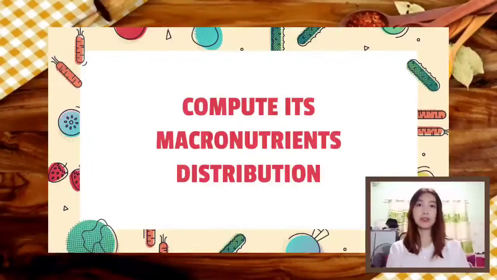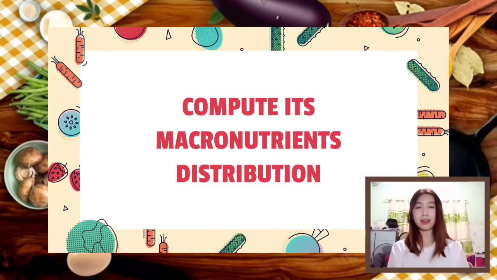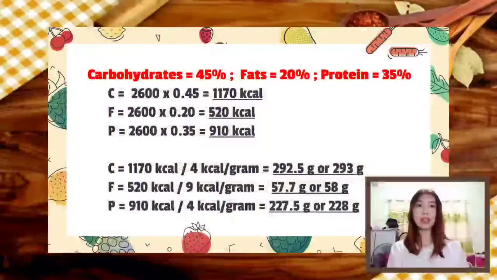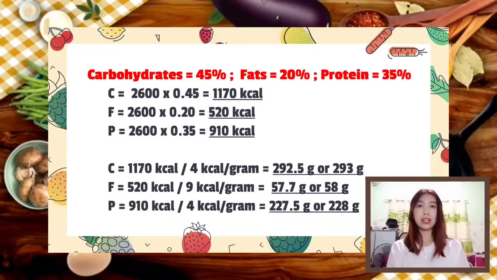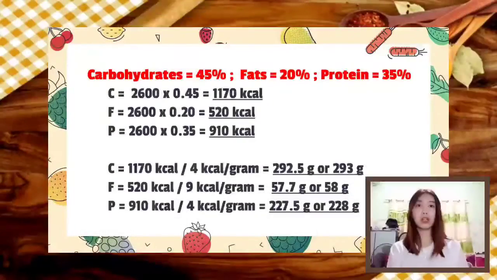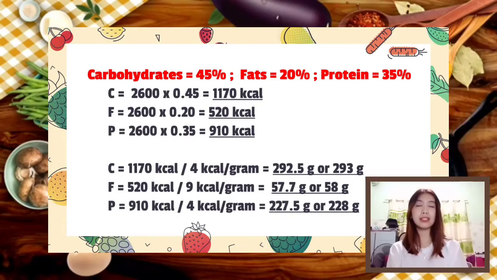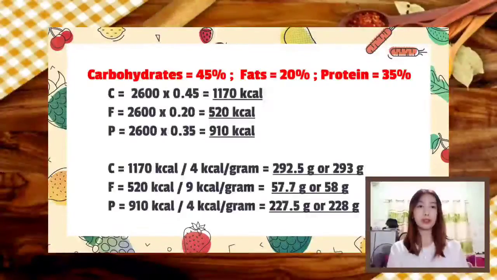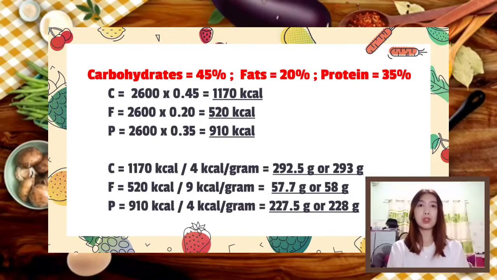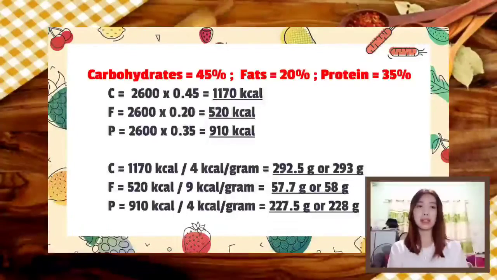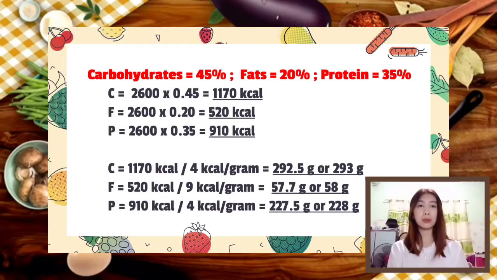And last is we have to compute for its macronutrients distribution. Now, for the carbohydrates, it is 45%, fats 20%, protein 35%. Now, first we have to solve for our carbohydrates, 2,600, using the TER times 0.45. We converted the 45% into decimal, so it is equivalent to 1,170 kcal.